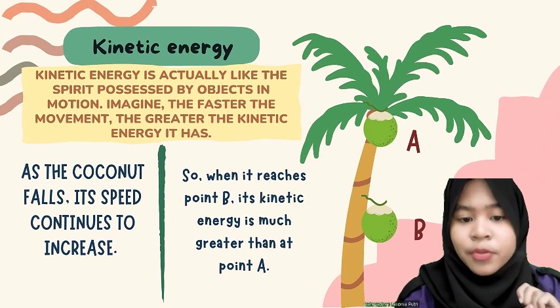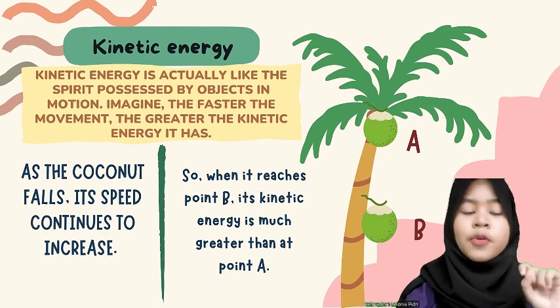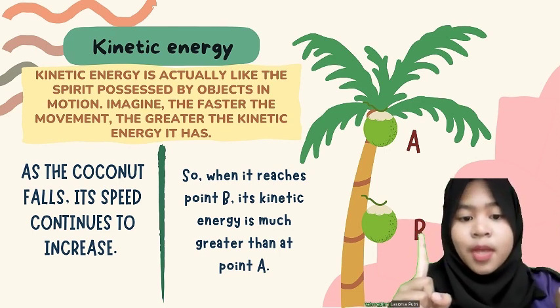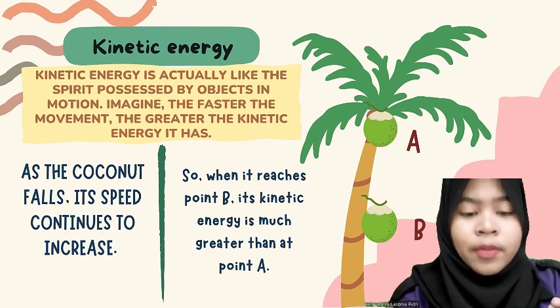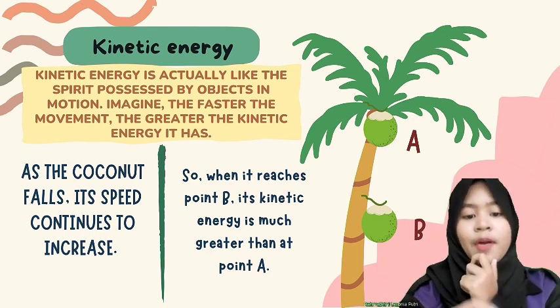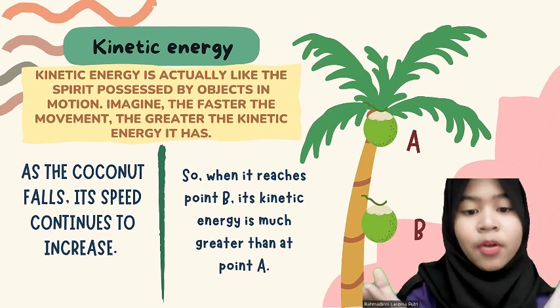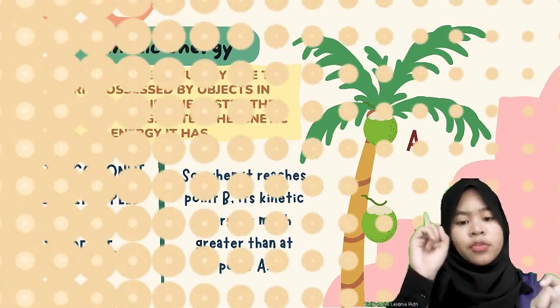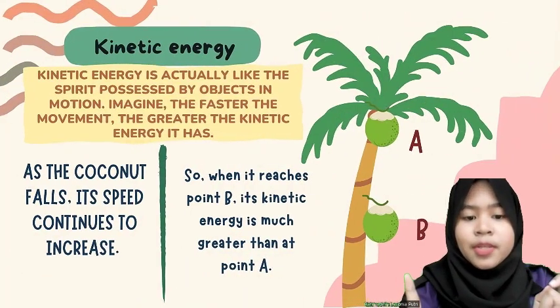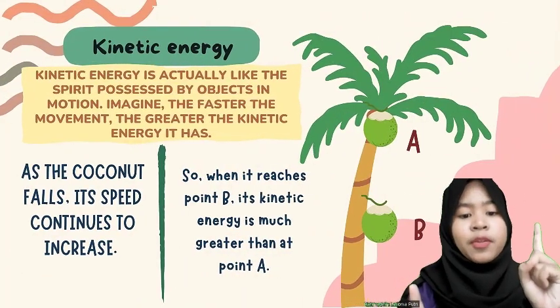There are two interesting positions that we notice, namely position A and position B. The question is, where is the kinetic energy of the coconut greater? If you answered B, you are right. Why? Because as the coconut falls, its speed continues to increase. So when it reaches point B, the kinetic energy is much greater than at point A.